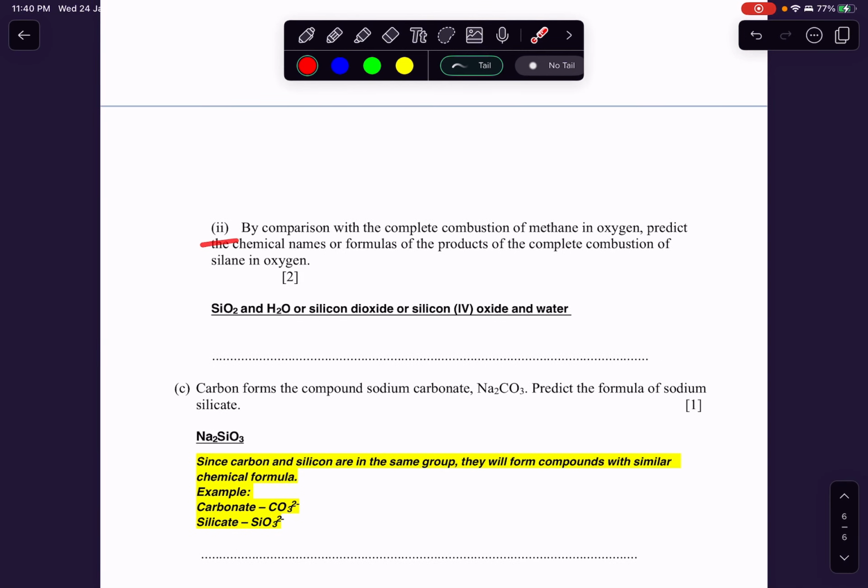Part 2. By comparison with the complete combustion of methane in oxygen gas, predict the chemical names or formulas of the products of complete combustion of silane in oxygen. First, you have to determine the complete combustion of methane reaction: CH4 plus O2 gives you CO2 plus H2O. For a complete combustion reaction, the standard products are carbon dioxide and water.